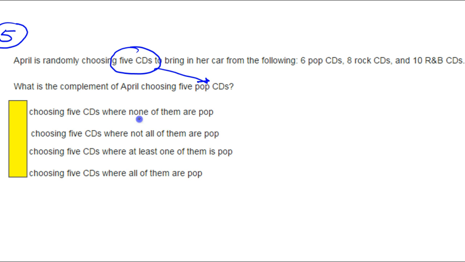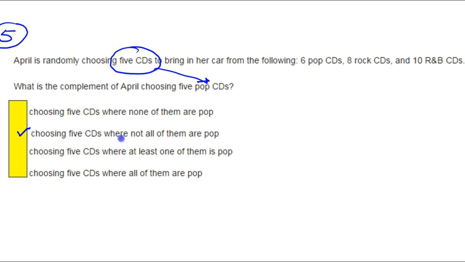Okay, so let's see the choices and see which one says the event would be not picking all 5 pop CDs. So choosing 5 CDs where none of them are pop. No, it doesn't have to be that extreme. All right, it could be 4 pop CDs and 1 not pop, and that would make it part of the complement. It just can't all be pop. They don't have to be none of them. Choosing 5 CDs where not all of them are pop. Boom, that sounds like it.